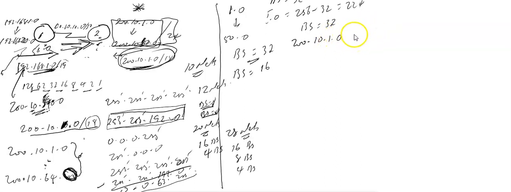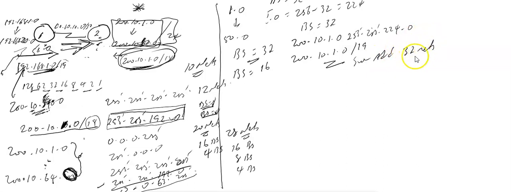200.10.1.0 slash what? Let me represent it in decimal format first. 255.255. They change because in the third octet, you have 224.0. Converting this to slash notation, you can simply put it as 200.10.1.0 slash what? 224, that's 3 bits. So that gives us what? Slash 19. So this is the summary address for the first 32 nets.